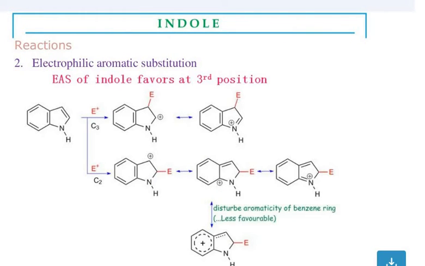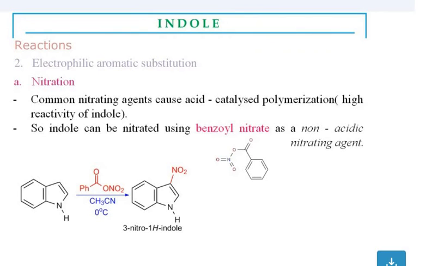Now, electrophilic aromatic substitution. EAS of indole favors the third position. Look at here, electrophilic attack at C3, electrophilic attack at C2. In the case of C2, there is a disturbed aromaticity of the benzene ring, which is less favorable. But in the case of C3, that is the favorable one.